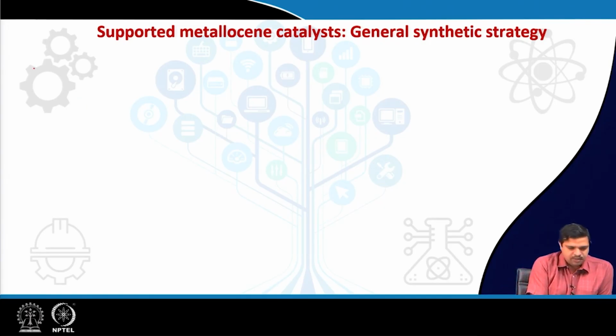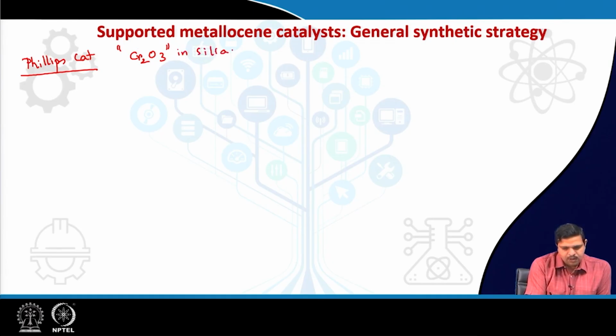We already discussed what the Phillips catalyst is. This is also used for ethylene polymerization, and it is basically a chromium based catalyst. Cr2O3 is generally used in silica.